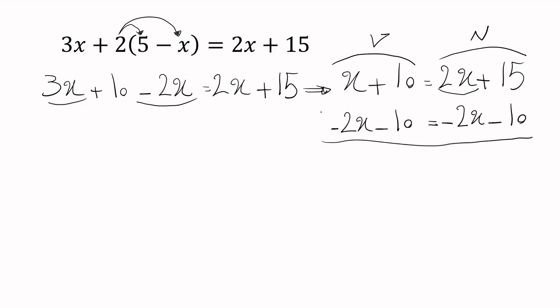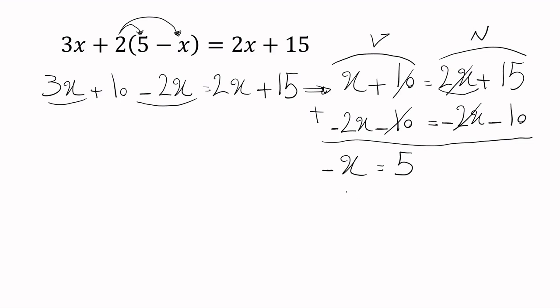So if I add these two equations, these two terms are going to cancel each other out. These two terms are going to cancel each other out. x plus minus 2x will be minus x, and 15 minus 10 will be 5.